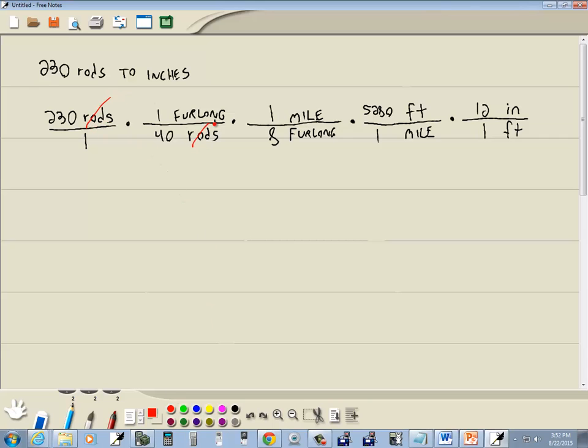Now rods would cancel with rods. One's on top, one's on the bottom. Furlong would cancel with furlong. Mile would cancel with mile. And feet would cancel with feet. So then, multiplying across, I got 230 times 5,280 times 12. And on the bottom, I got 1 times 40 times 8. That's 320. And the only unit of measure that hasn't been canceled is inches, which is where we're headed.